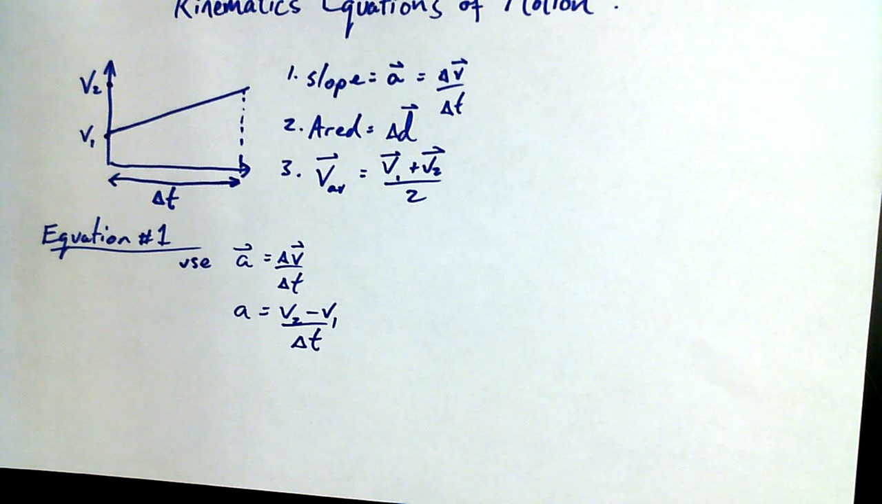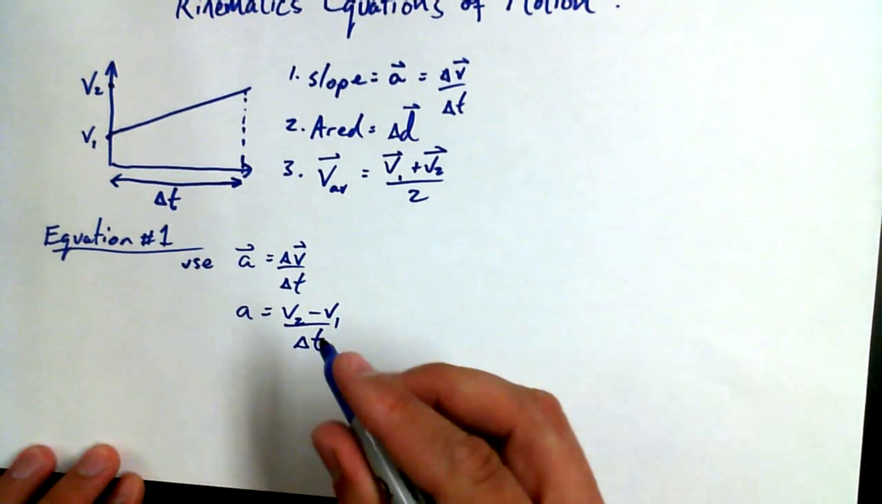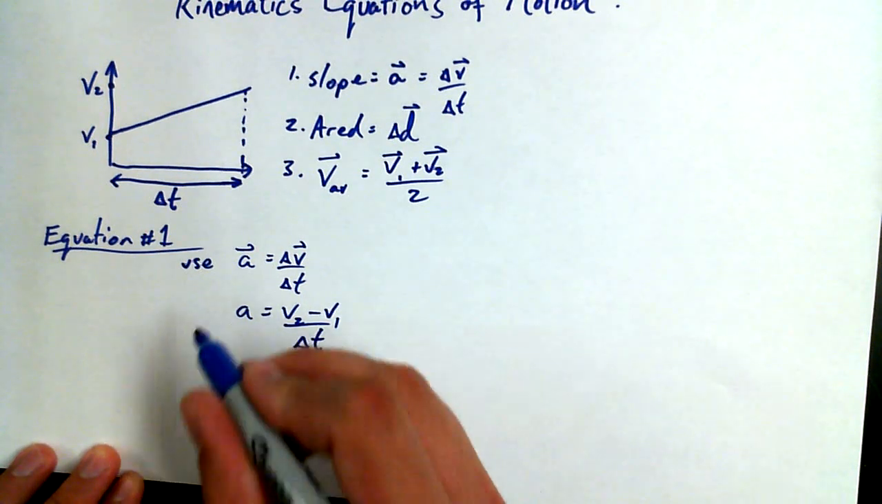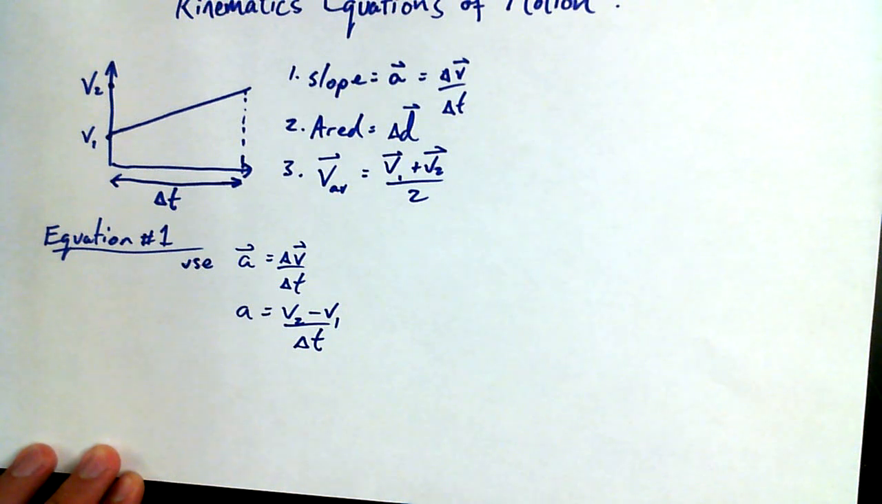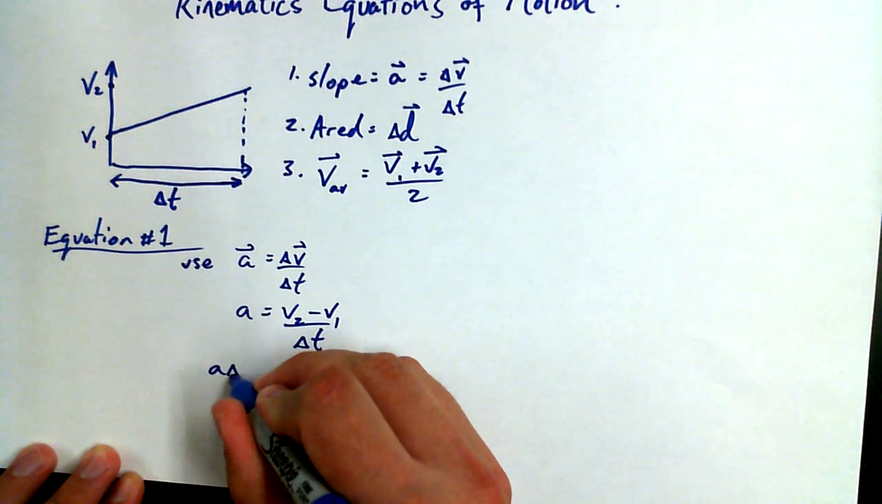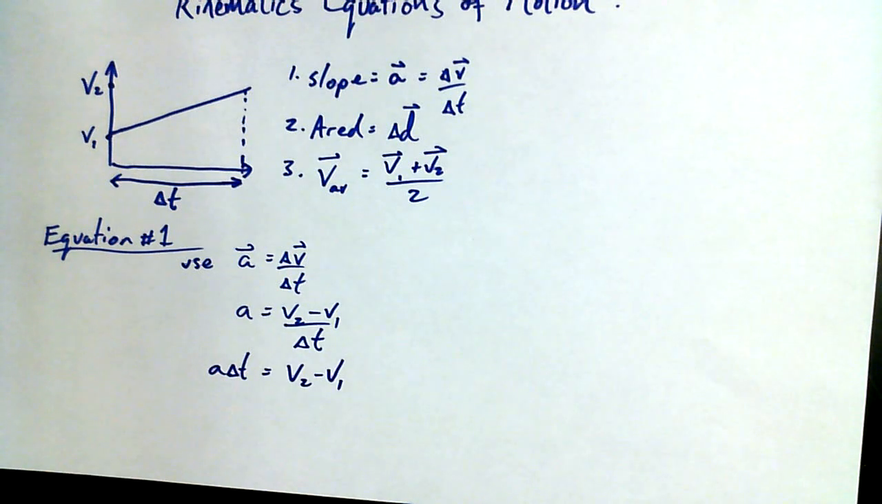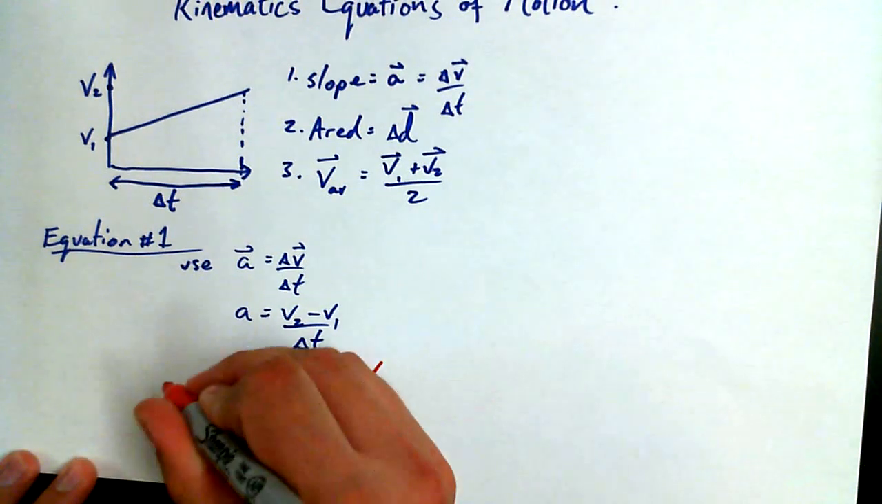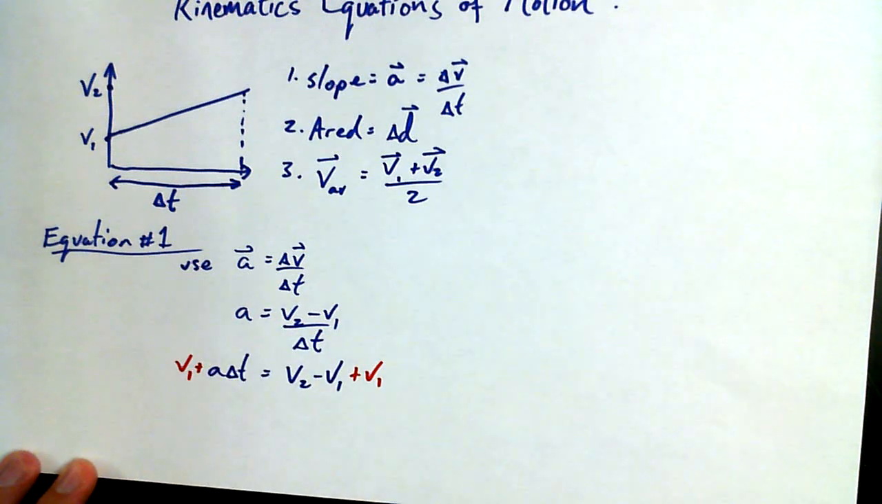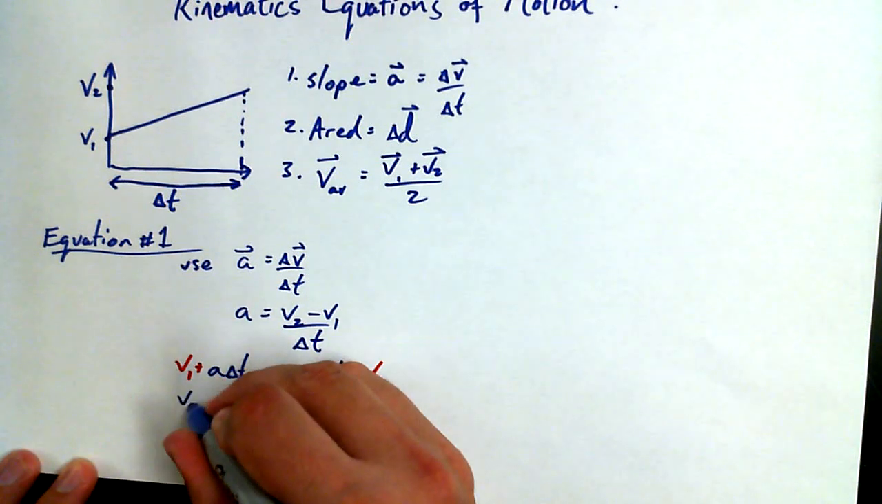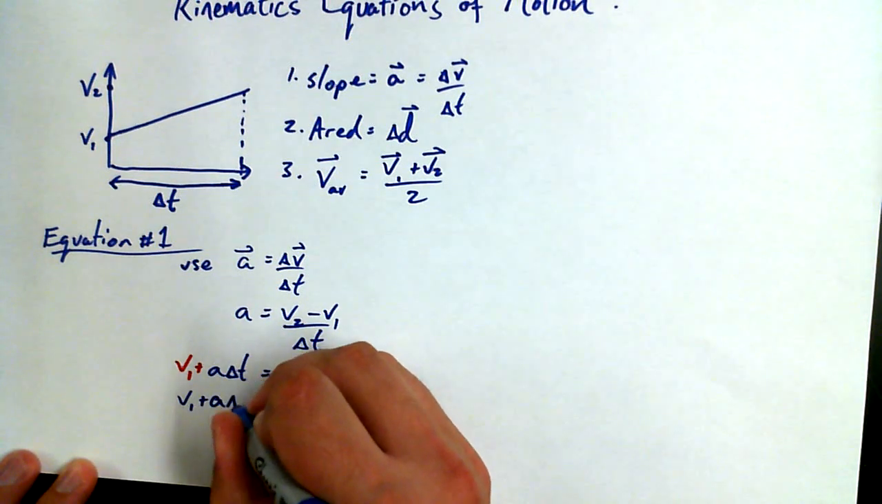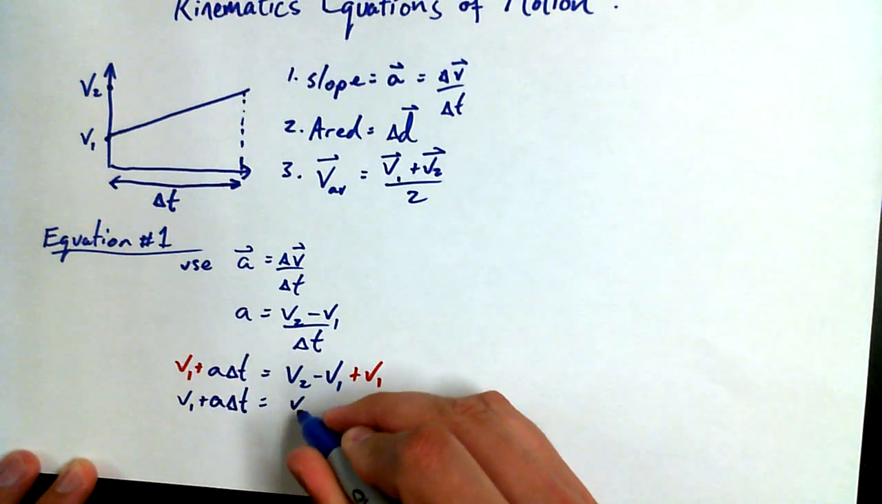Well, I'd like to isolate for V2. Okay? So I want to get the delta T with that A there. So multiplying both sides by delta T, I'd end up getting A delta T equals V2 minus V1. And then again, since I would like to isolate for V2, I'm going to add V1 to both sides. And we end up getting V1 plus A delta T equals V2.